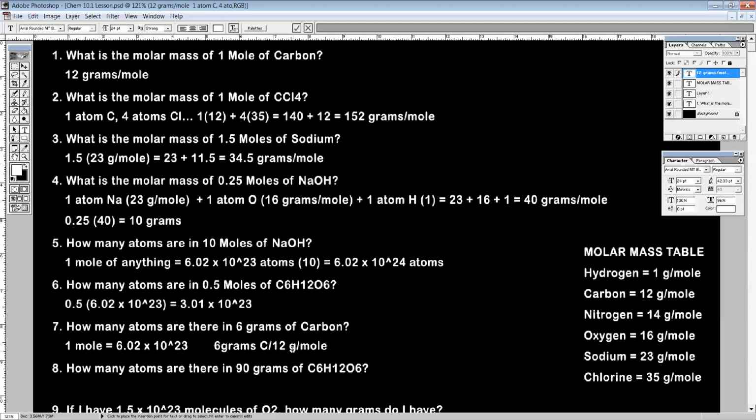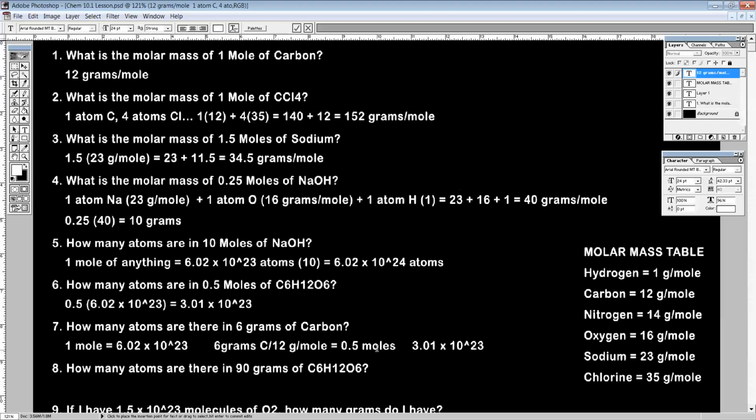And that is going to give us 0.5 moles in 6 grams. Well, if we look up above at the answer, we had 1/2 a mole that we calculated to be 3.01 times 10 to the 23rd. So once again, we have 3.01 times 10 to the 23rd. All right, very good. And we'll do one more.